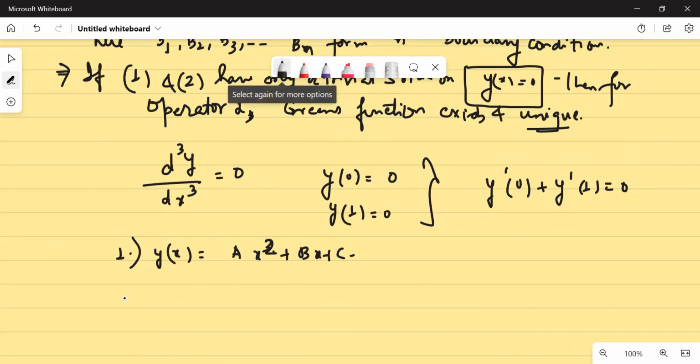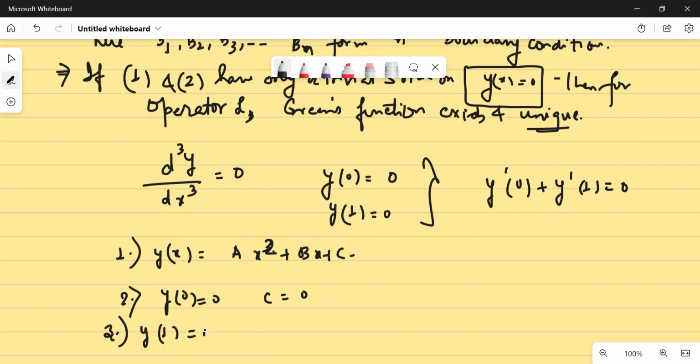So let us understand what the solution for this differential equation will be. It will be simply ax² + bx + c. I'm not writing Green's function, forget about it. Second, y(0) = 0. What does it mean? It means your c must be equal to 0. Your y(1) should be equal to 0. What does it mean? It means a + b is to be 0. I mean, where did y(1) go? See, c is already 0.